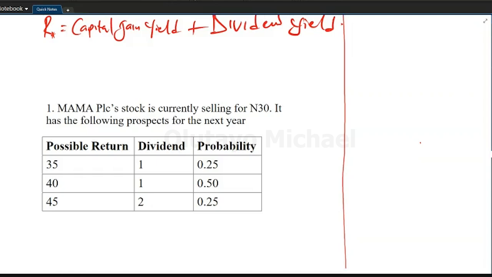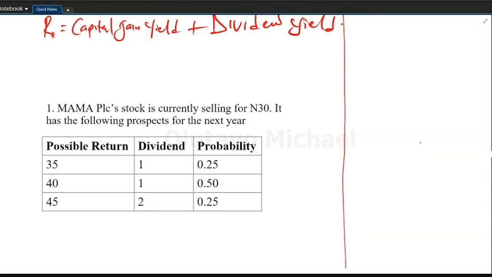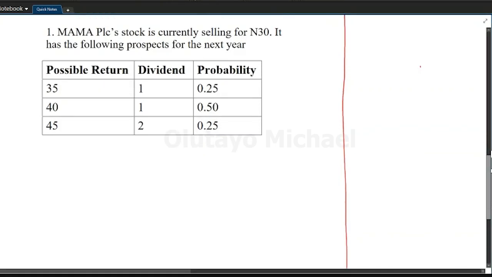So if it goes to 35, we are paying 1 naira dividend. If it goes to 40, we are paying 1 naira dividend. And if it goes to 45 naira, of course, Mama PLC is going to pay 2 naira dividend. But all these are subject to probability. But there is 50% chance that the price will go to 40 naira. So on this note, we want to compute the return on Mama PLC stock.